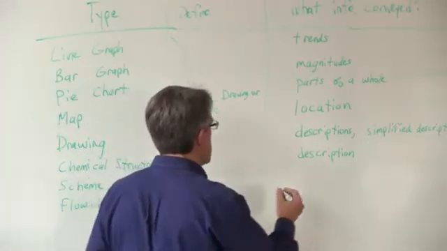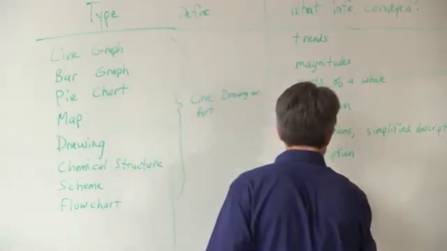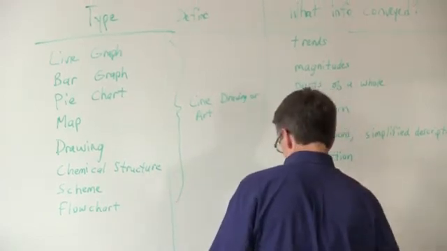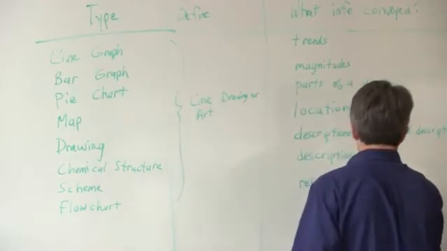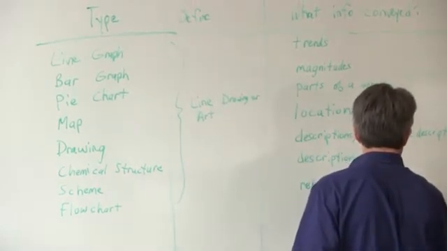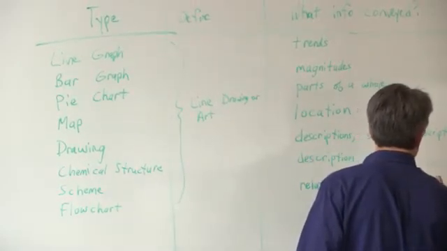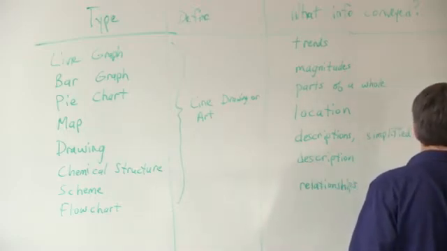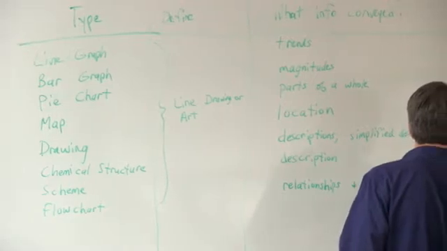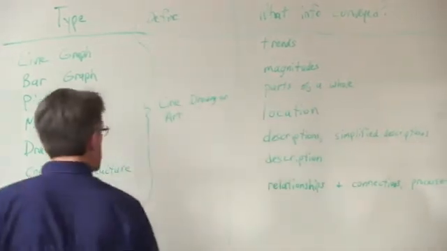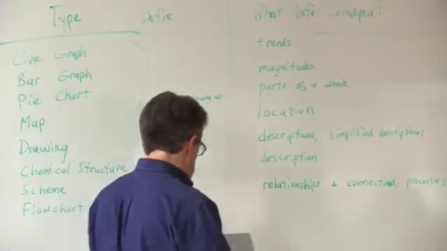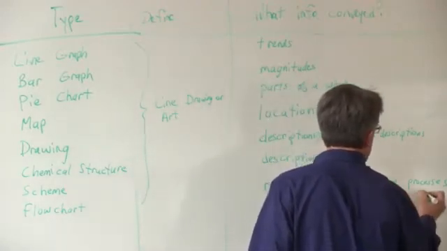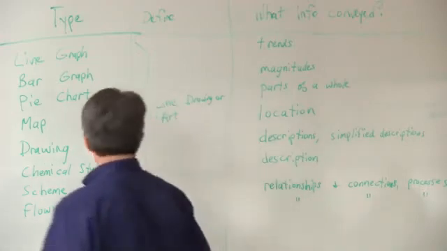So a scheme would show relationships, and connections, and processes. Okay, so a flow chart, basically the same. Okay, so flow charts and schemes are kind of the same idea.